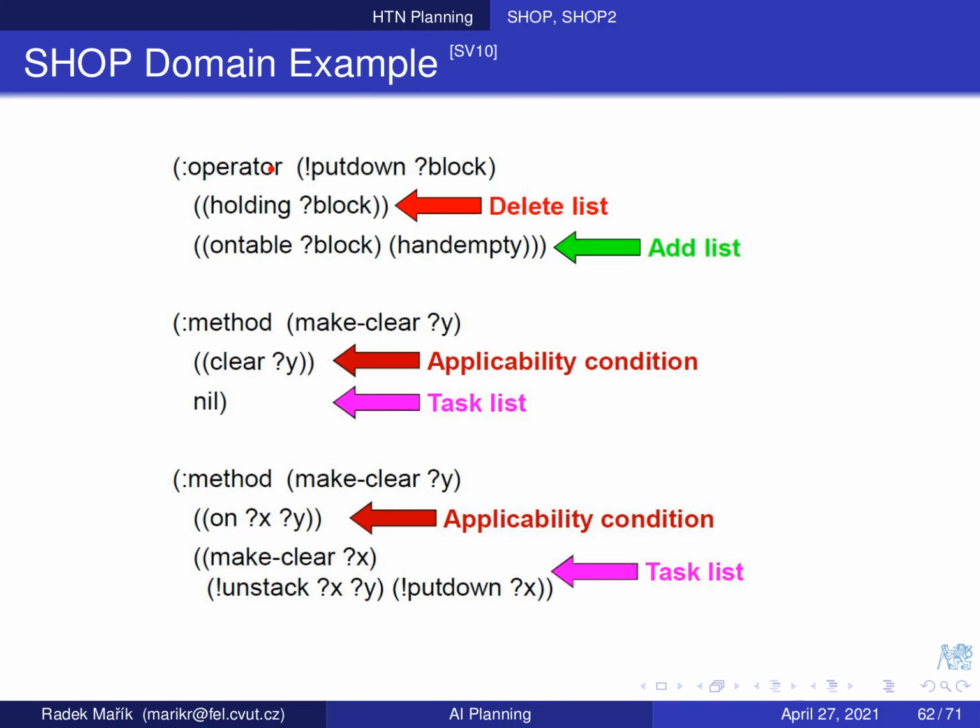Here is the example. Operator put down block, you have a delete list and an add list. For the method, you have a name of the method and parameters, and an applicability condition. If it is clear you do nothing, or method make clear has an applicability condition, like if X is on Y, then you perform this list of tasks.